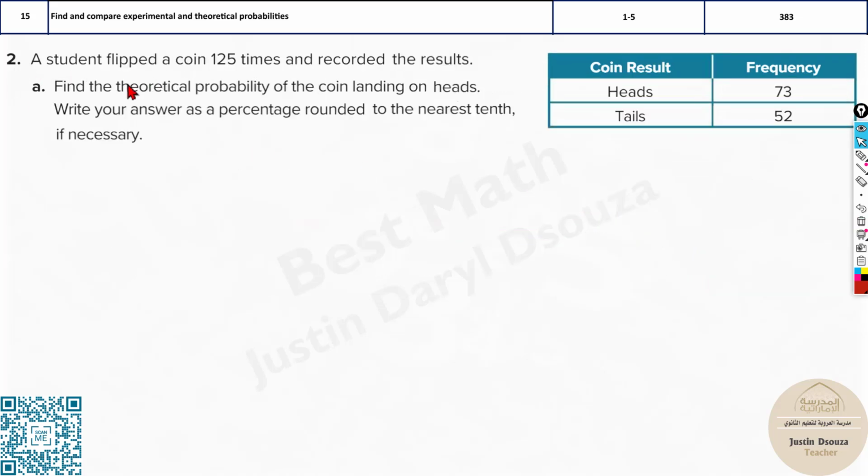Now, the second one: a student flipped a coin 125 times and recorded the results. You can see over here heads and tails. First, we have to do the theoretical probability. I'll write TP and then the experimental probability EP. So, theoretical probability is just 1 by 2 or 50%. This is an electronic part, so you can just choose the correct answer. Theoretical probability 50%. For experimental probability, what they want is landing on heads. Heads is 73 by total times 125.